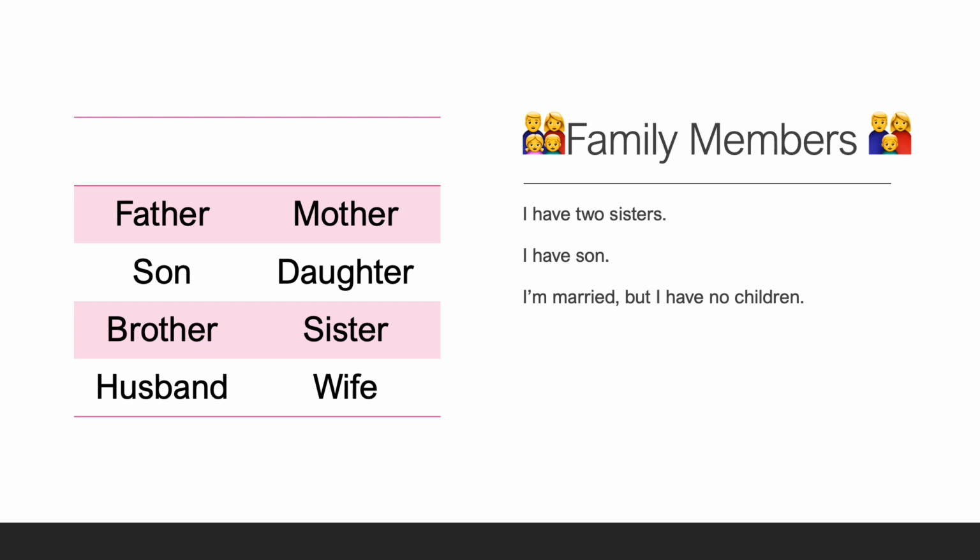Okay, now when you want to talk about your family, you will use the words I have and then mention the family members you have. For example, in these 3 sentences, you can see that in the first one, I have 2 sisters. The second sentence, I have a son. In the third one, I am married, but I have no children. Okay, so also you can say, I don't have any brothers, or I don't have any sisters. Okay, I hope everything is clear for you right now for family members.